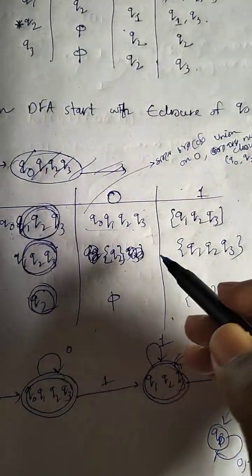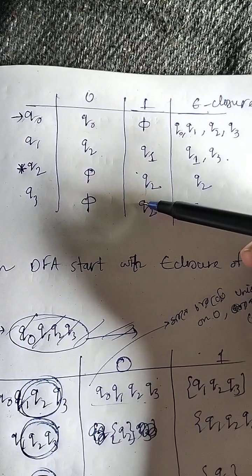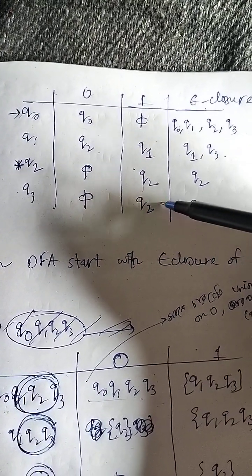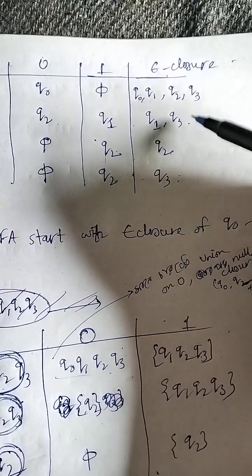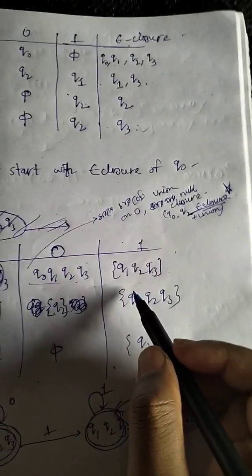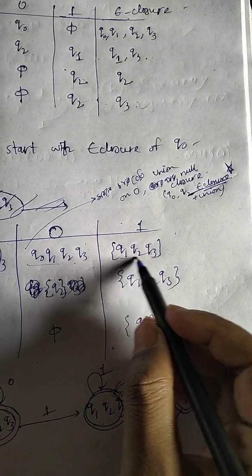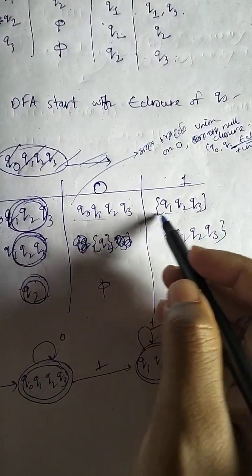Okay, for input 0, and if we do the same for 1, then we just union them all, Q1, Q2, Q3, and also the null closure. So Q1 null closure, Q1, Q3, Q2 and Q3, and the union of all is this answer. Okay, now we have got a new state, right?